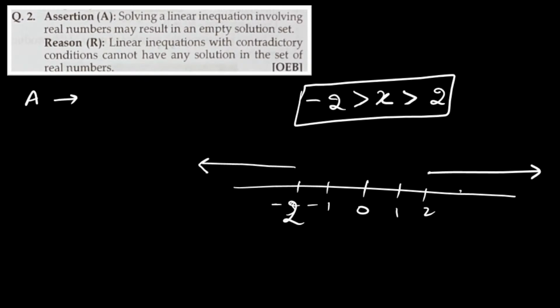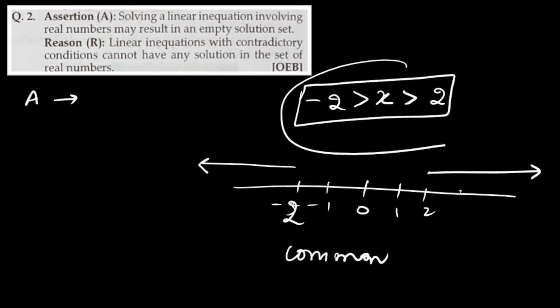Because nothing is common. Whenever we are choosing a solution for this type, we have to choose the common part. So here nothing is common. That means solving a linear inequation involving real numbers may result in an empty solution set. Yes, so here the solution set will be empty because there is no solution for this one. So that means A is true.